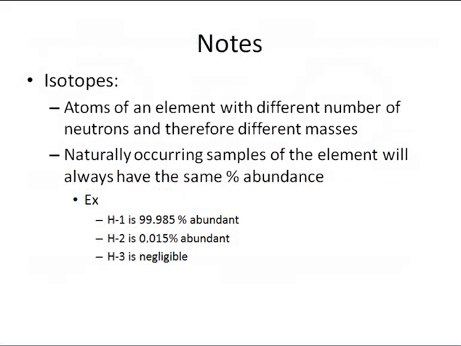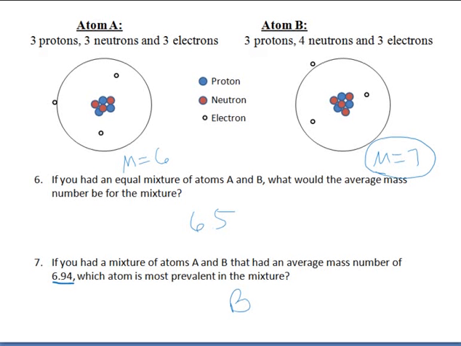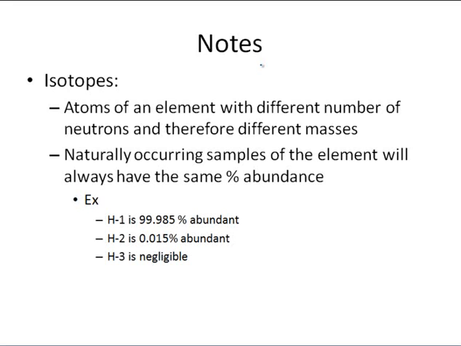So let's just take a few notes. You can pause this as you need to write these down. So an isotope is an atom of an element with a different number of neutrons, and because neutrons contribute to mass, they therefore have a different mass.